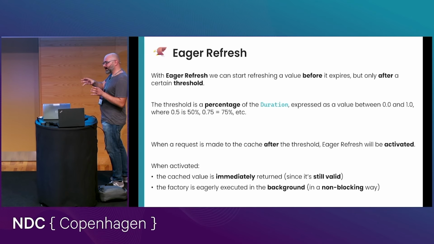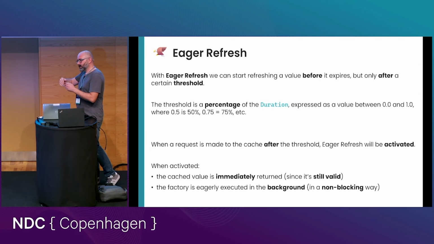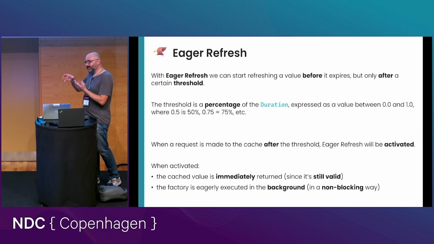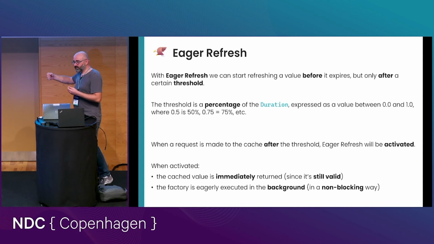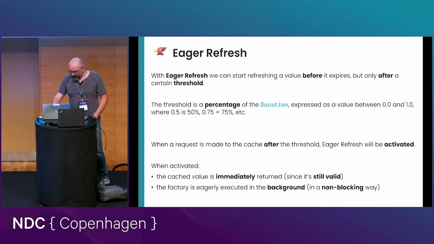Now, the first request that will reach the cache for something after that threshold will basically trigger a background refresh automatically in a non-blocking way. This is important. So the data is still valid, so it will be returned immediately, but also it will trigger a background refresh at the same time in a non-blocking way.